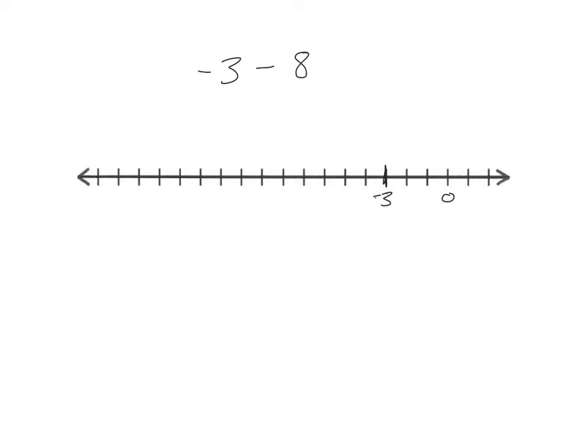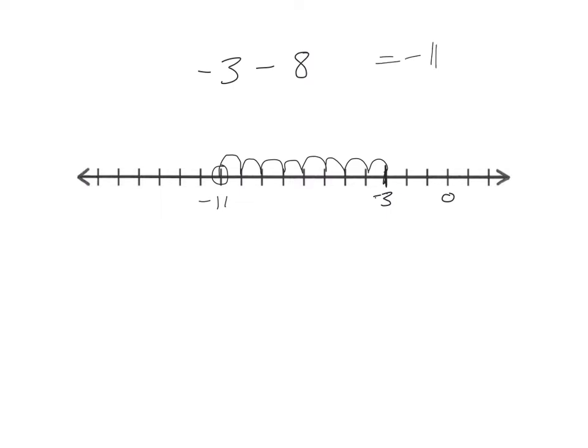So negative 3. We can even count it out. Negative 4, negative 5, negative 6, negative 7. That's 4 jumps. Negative 8, negative 9, negative 10, negative, boom, right there, negative 11. So negative 3 minus 8 is negative 11.